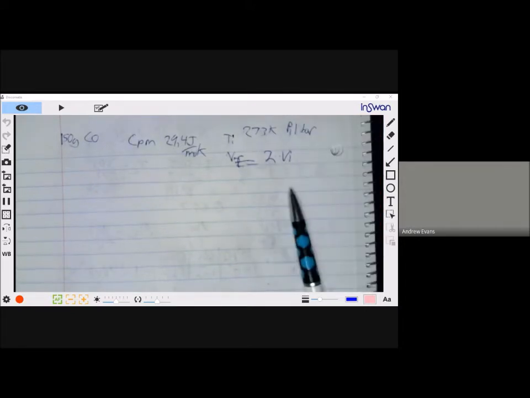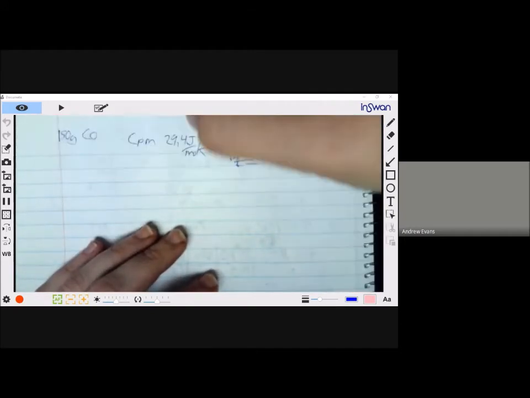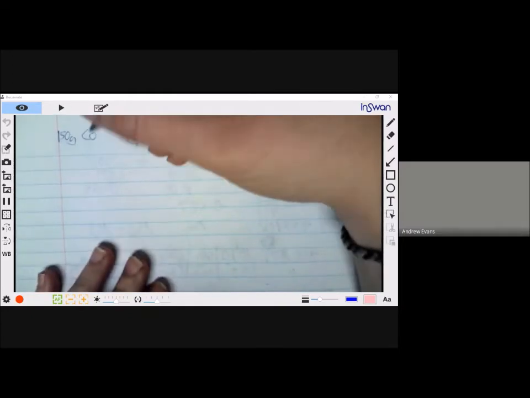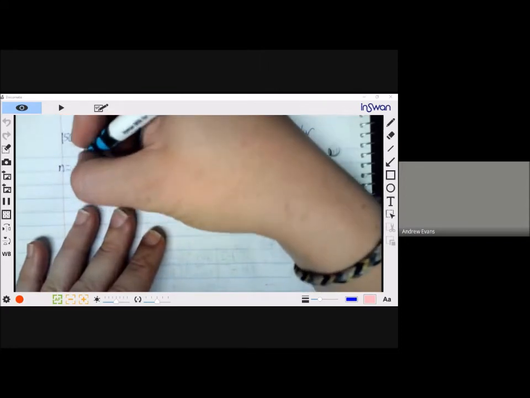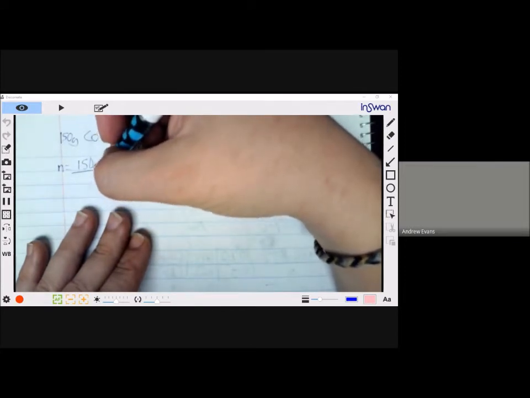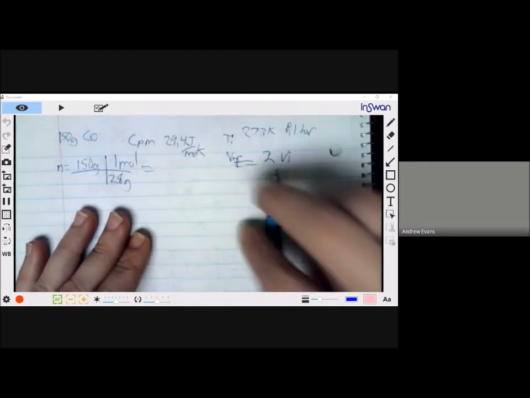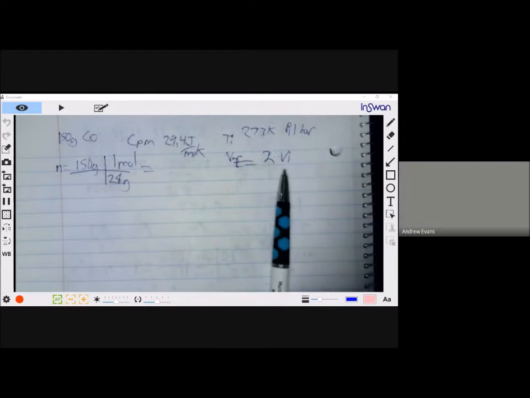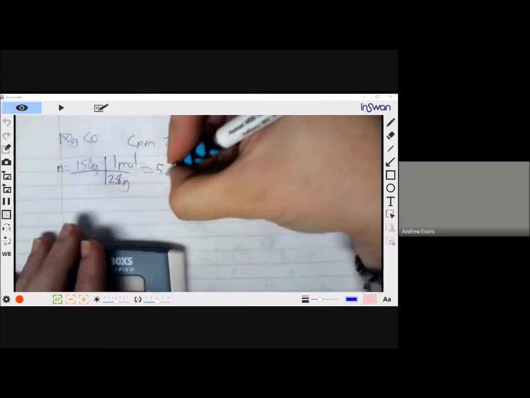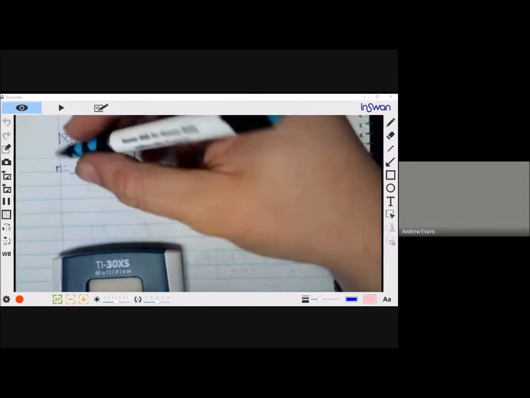So let's think about what we know. First things first, let's find what our volumes are and what the moles are. The moles are going to be 150 grams divided by the molar mass, 12 plus 16, which is 28 grams per mole. If you do that math, 150 divided by 28 is going to be 5.36 moles. There are 3 sig figs here, so I'll keep 3 sig figs.